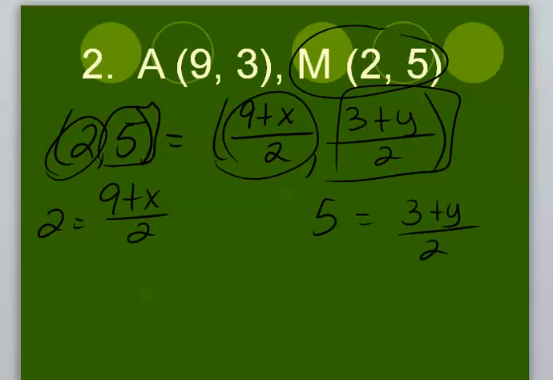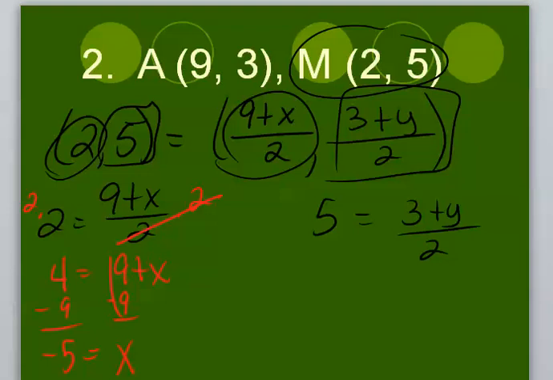I'm going to solve the equation on the left first. We always want to clear the fraction, so multiply by 2. So we have 4 equals, these 2's on the right always just cancel, so we have 9 plus x, it does not change the top. This is a positive 9, so we're going to subtract 9, x is negative 5.